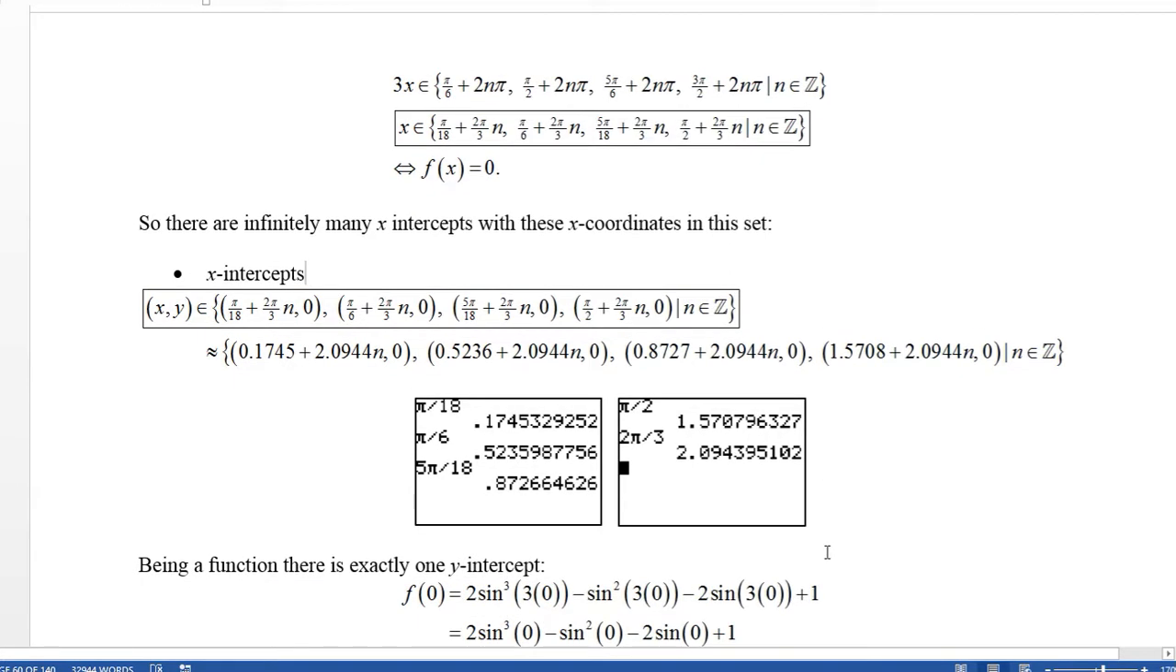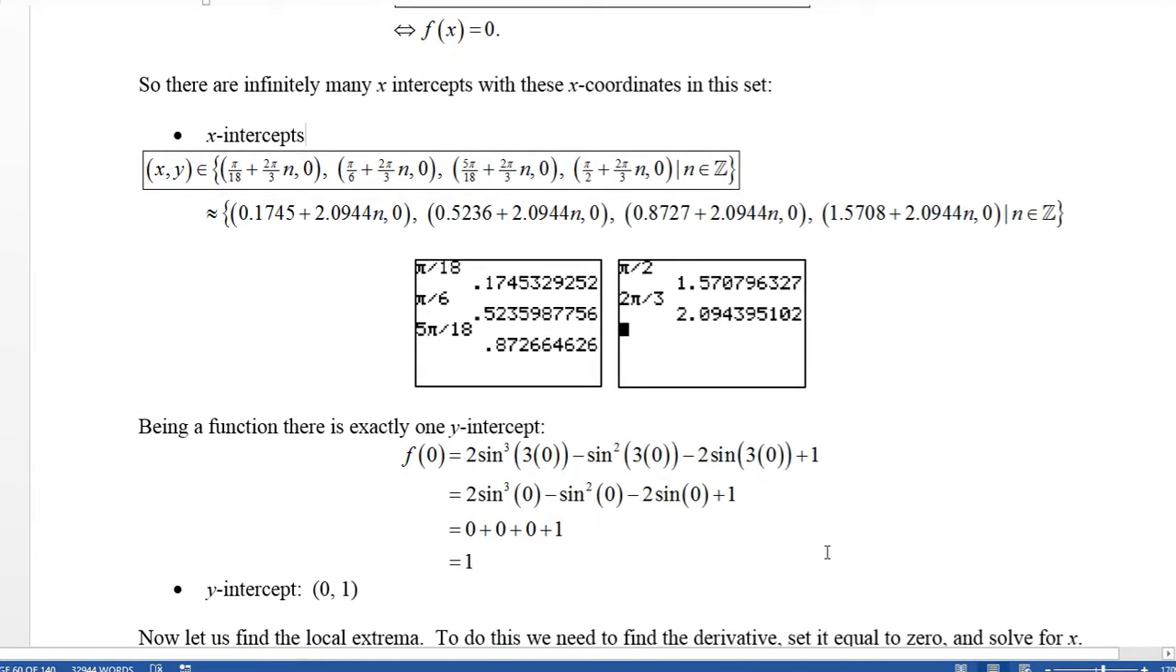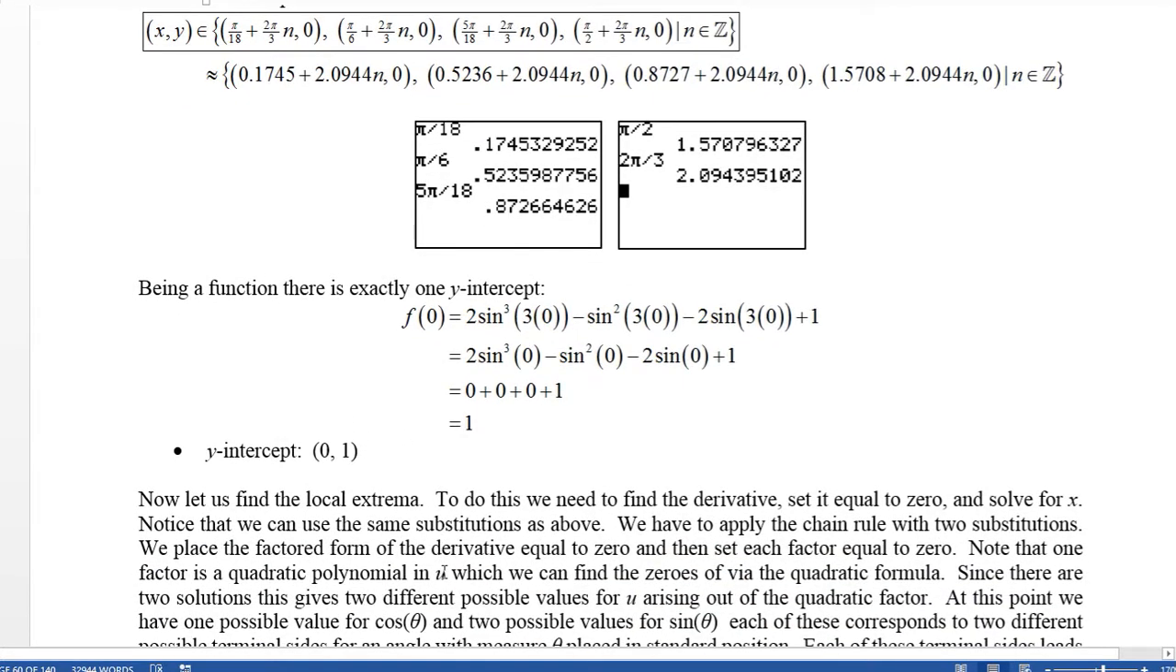Now, of course, being a function, there's exactly one y-intercept. That's when x is 0, so plug that in. 3 times 0 is 0. Sine of 0 is 0. And so you see the only thing that remains standing here is just 1 at the end. So (0, 1) is the y-intercept.